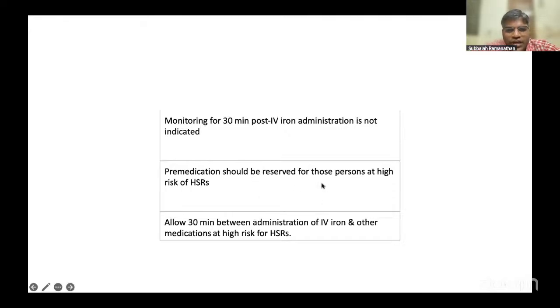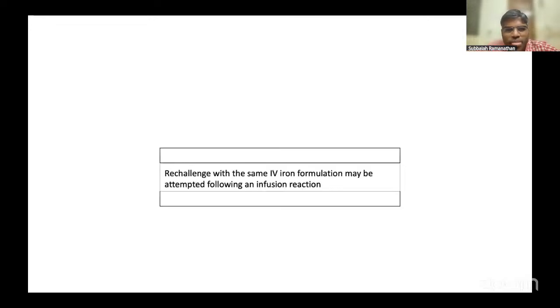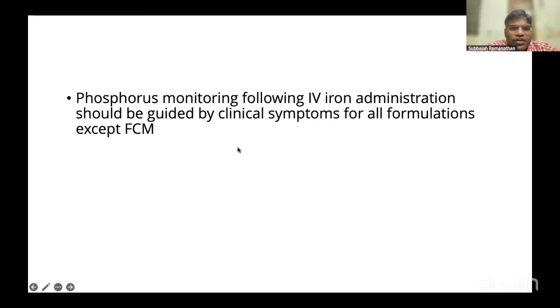Premedications are generally not advised, and only in patients prone to hypersensitivity reactions in the past, especially with some antibiotic or something, can you consider premedication. Otherwise it's generally not recommended. They say allow 30 minutes between giving iron and other medications, especially drugs which can cause hypersensitivity reactions. When there is a reaction, re-challenge with the same IV formulation may be attempted later. Another important treatment-emergent problem is that phosphorus can go down.